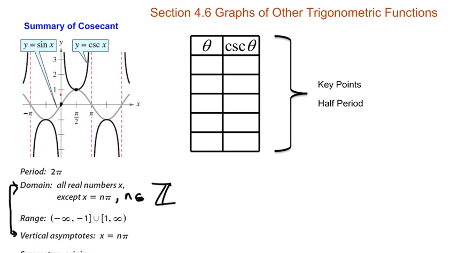Okay, and before I let you go, let's just write down what are the key points. Okay, and notice that this is just going to be at just a half a period. And so the key points, and you only need 5 here, is going to be 0, pi over 6, pi over 2, 5 pi over 6, and pi. Okay, and those values are going to be undefined, 2, 1, 2, and undefined. And you'll find out why we only need 5 in the next video.